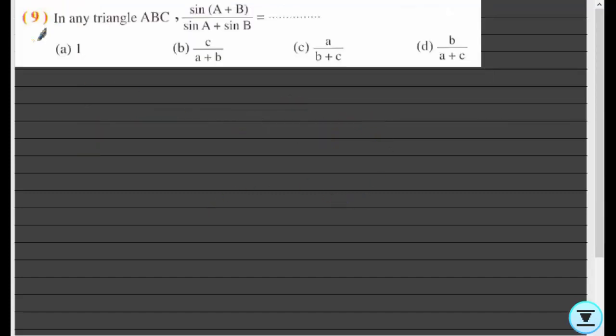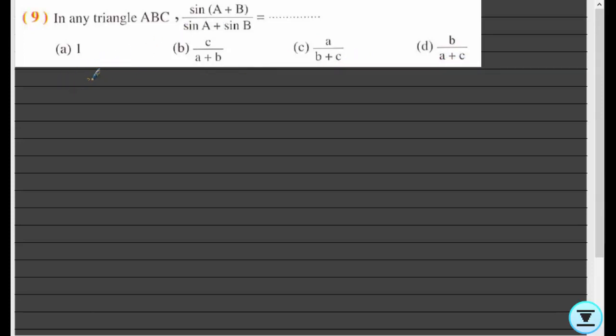Next question. Question number 9. In any triangle ABC, (sin(A+B))/(sin A + sin B) equals one of these: C over A plus B, A over B plus C, B over A plus C.